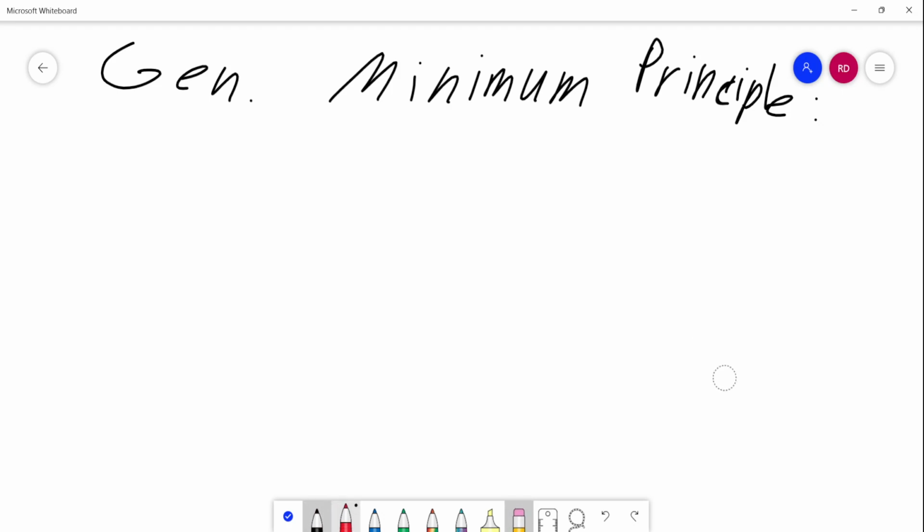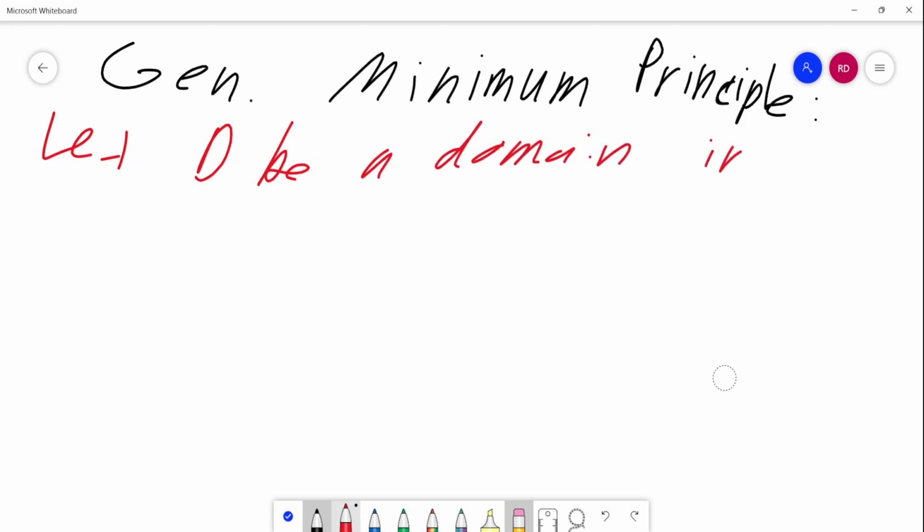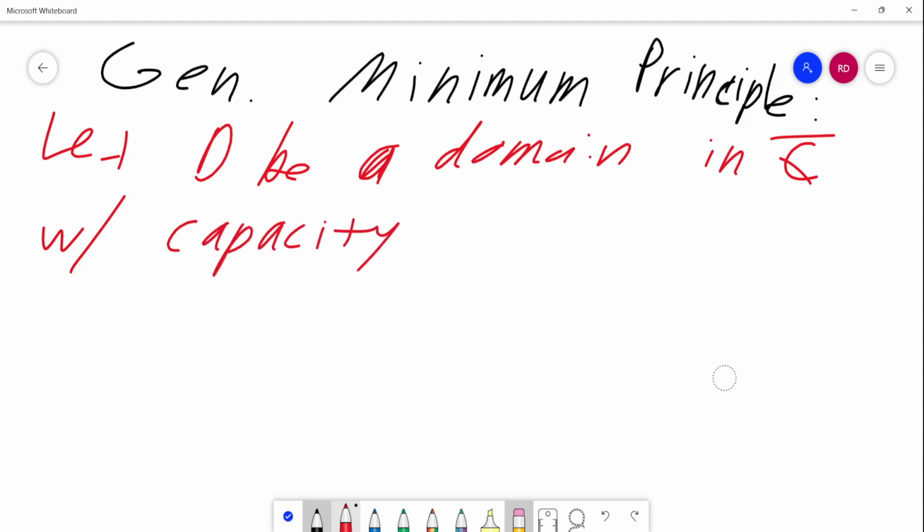Well, maybe later. But there's a generalized minimum principle which says, let D be a domain in C bar. That was the other thing that hung me up, was that what if we are including infinity? Does that change the rules? With capacity of the boundary being positive. And we've said our probability measures are 1, so they're supported on the boundary, so it must be positive.